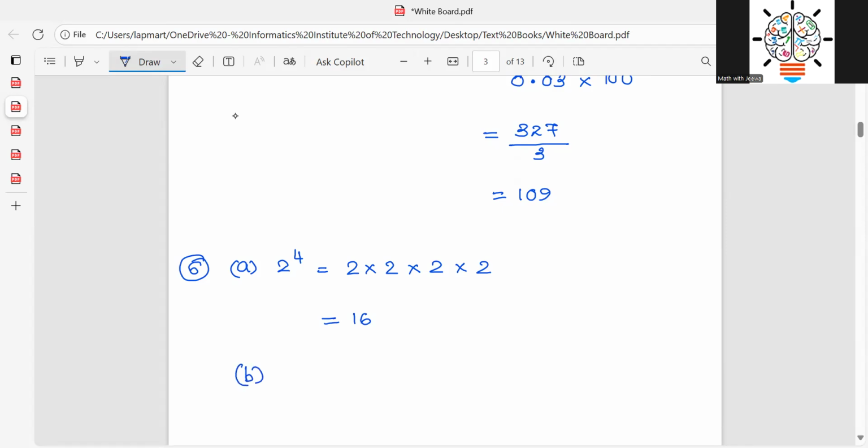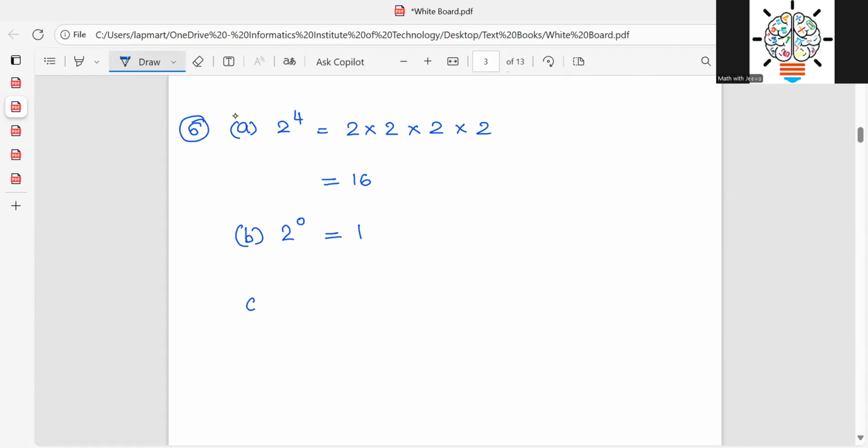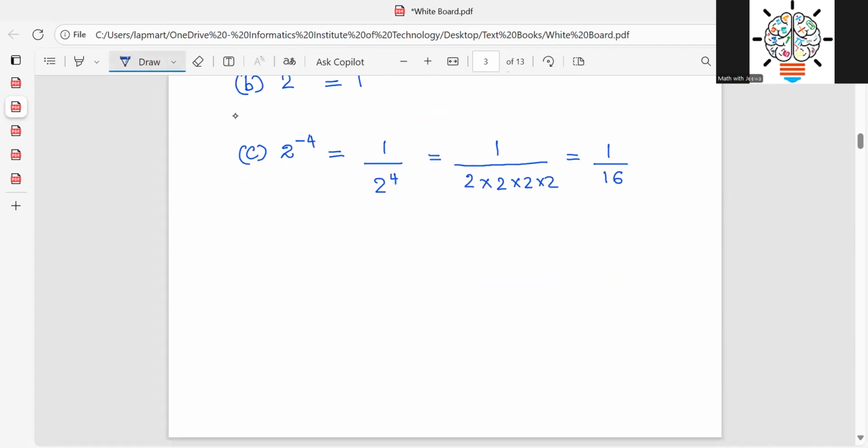So then the B, I have 2 to the power of 0. The answer is 1, right? So then the C, so it's a negative index. How we are going to do that? 2 to the power of negative 4. I write 1 over 2 to the power of 4. Sorry. Because to remove the negative index, I want to get the reciprocal. So 1 over 2 to the power of 4. So then how I'm going to expand this? 1 over, you write this 4 times, and that is 1 over 16. Right?